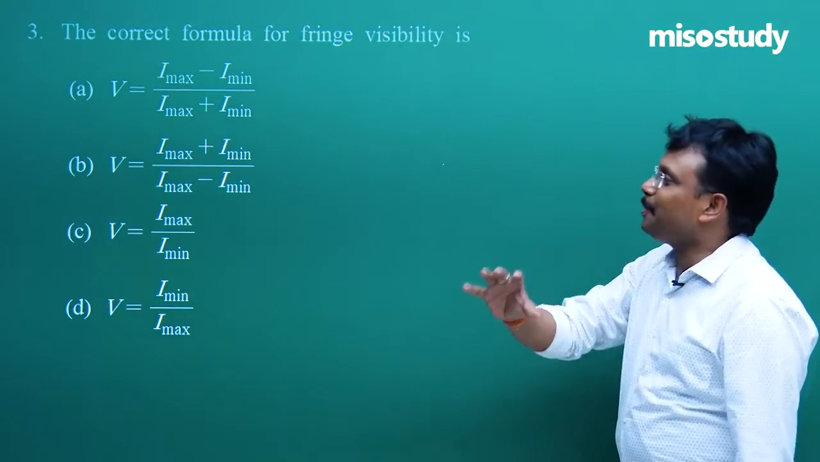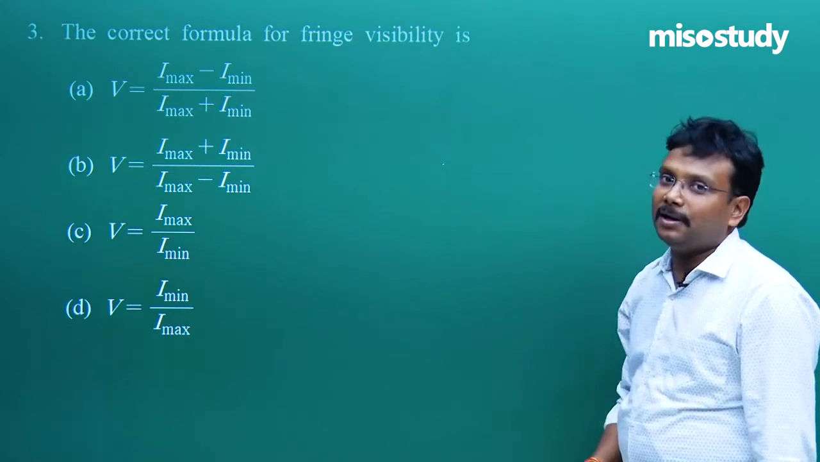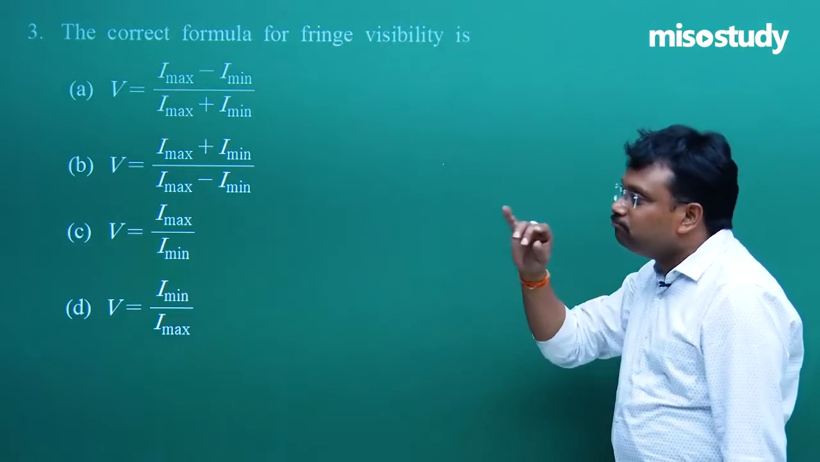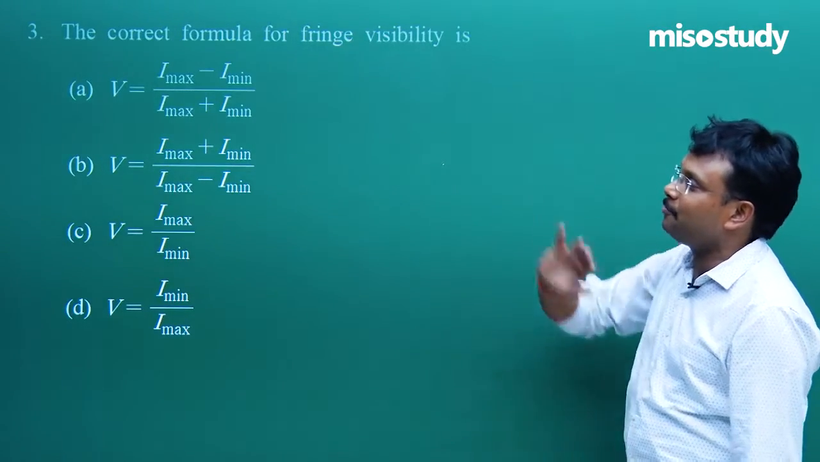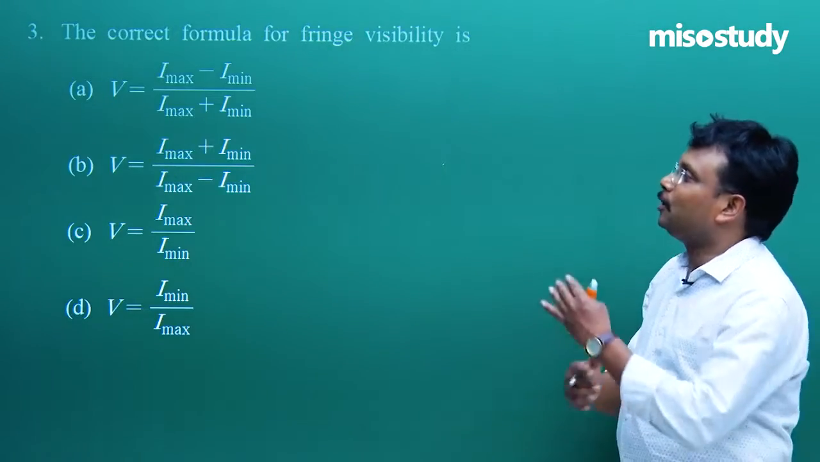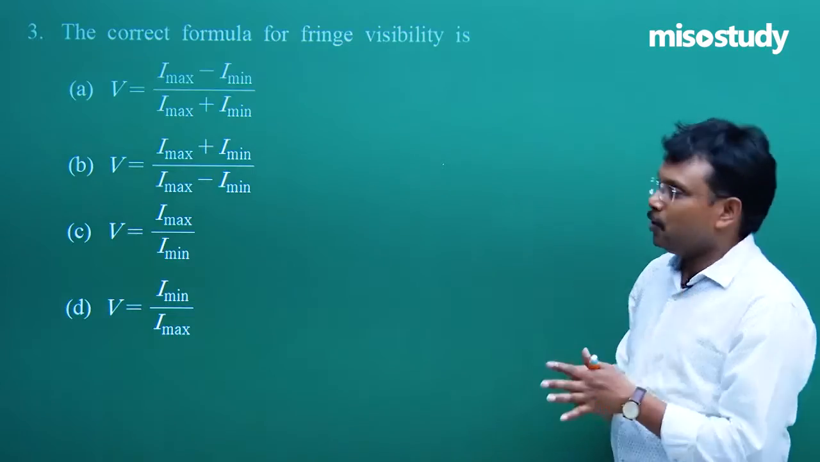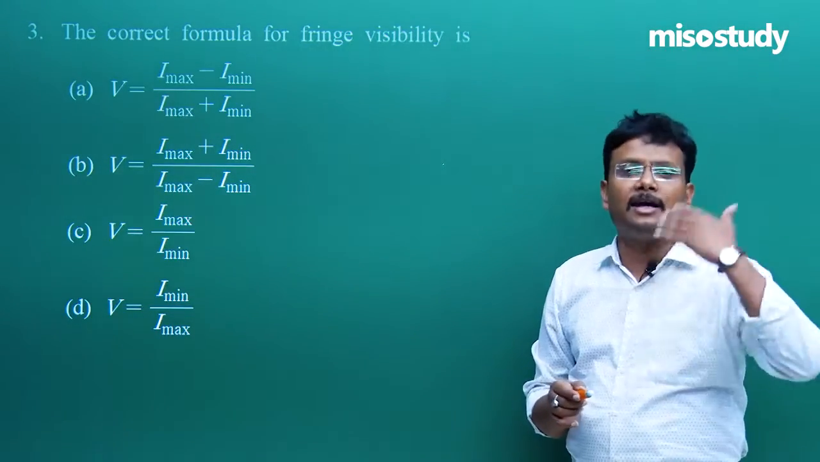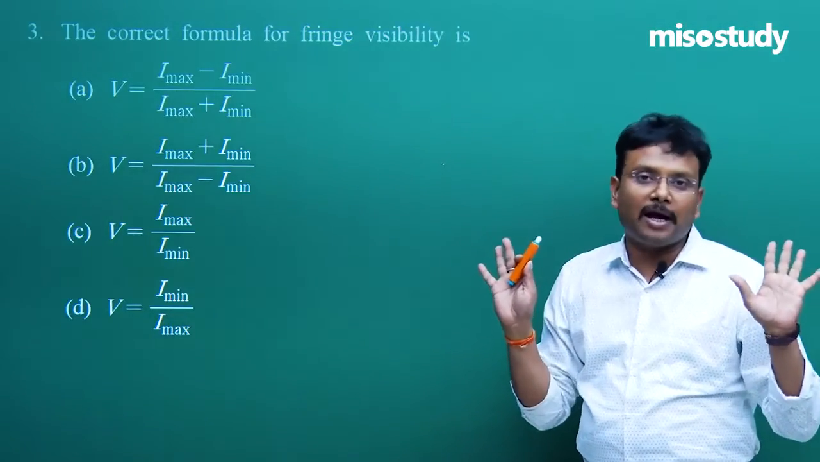So my simple point is, please, for at least a few important results during your studies, you should try to practice them by writing. It's not possible for you to remember like that V is equal to I max minus I min upon I max plus I min. You have to write down the complete formula once, twice, thrice, and after writing it 7, 8, 10 times, after that you are going to be comfortable.